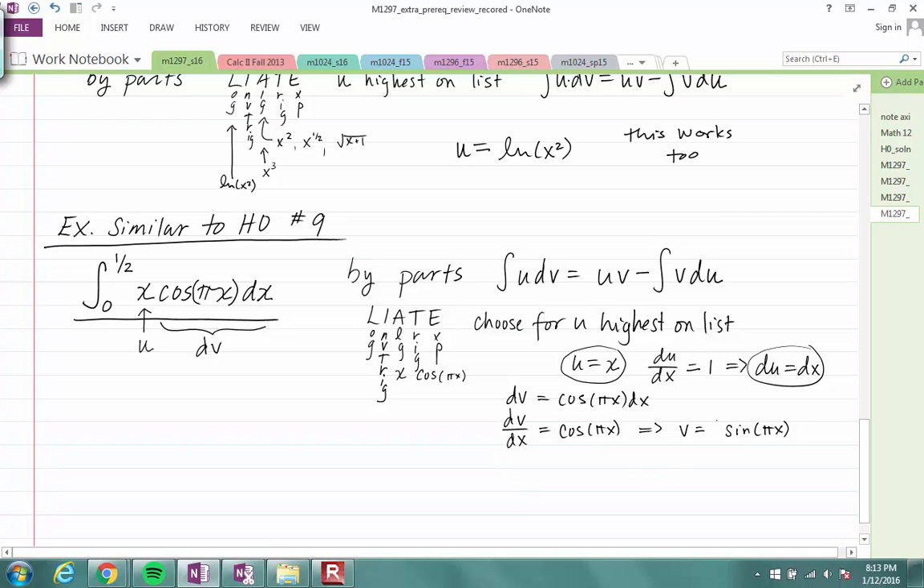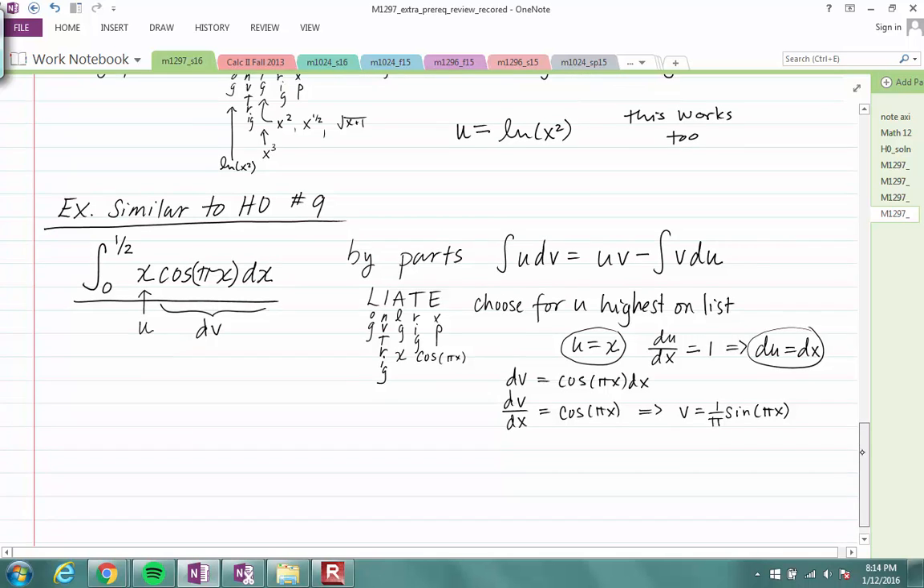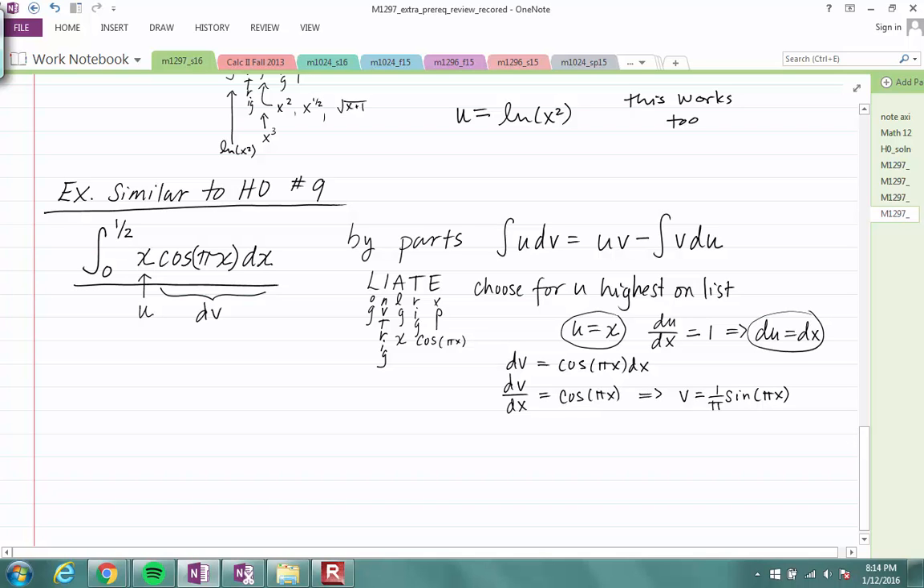So what I need to do so that I get exactly that is I'm going to correct my choice of v as 1 over pi times sine of pi x. So trying again, just quickly, the derivative of v then would be 1 over pi times cosine of pi x, chain rule, times that pi, don't forget that, the pi over pi cancels, and then I get exactly cosine of pi x. Alright, long explanation there.